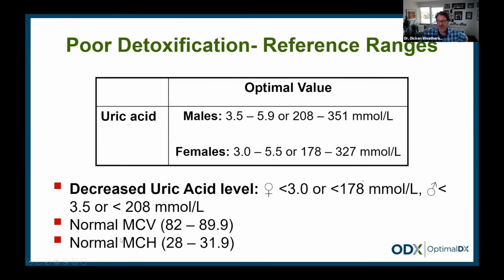And we will have a normal MCV and a normal MCH. The reason for that is that when MCV and MCH start to go out as well with decreased uric acid, it can mean different things.